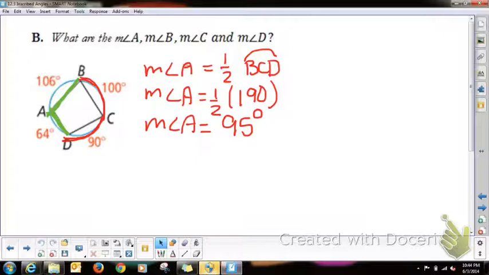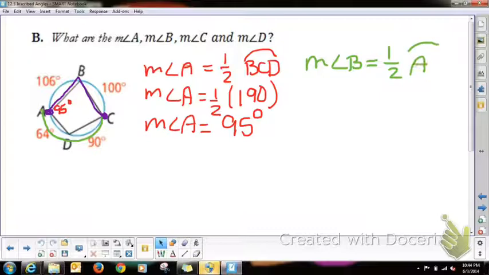So the measure of angle A is equal to half of 190, which would be 95 degrees. So we know that angle A is 95 degrees. So now we want to find the measure of angle B. The measure of angle B is this one here. So it intersects the circle at this arc. We can call it CA or AC or CDA. But the measure of angle B is going to be 1/2 of the intercepted arc. And therefore, it's going to be half of that arc AC. I don't need to name it by 3 letters because it's not a major arc. It's a minor arc because it's less than 180.